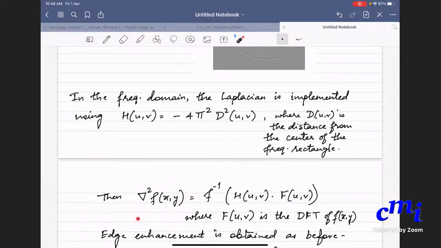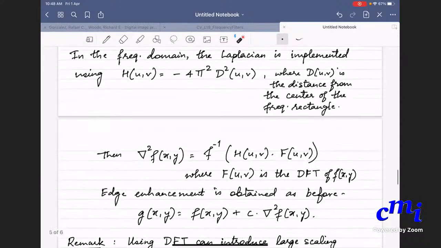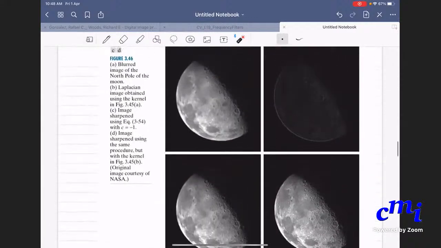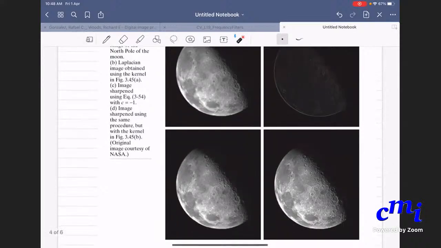Once you have obtained the Laplacian, you will do edge enhancement like I described in the spatial domain, which is by adding plus or minus 1 times the Laplacian to the original image. The results are going to be the same whether you perform it in the spatial domain or in the frequency domain. The image results will be the same. It is the efficiency in computation that makes you resort to the frequency domain computation.